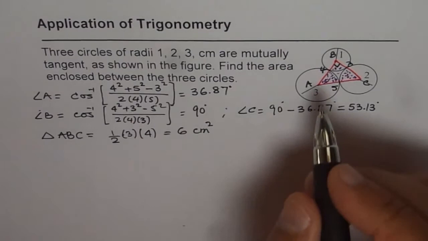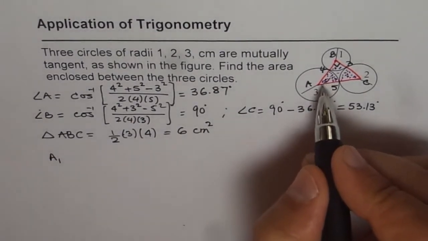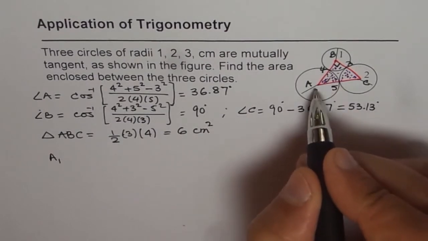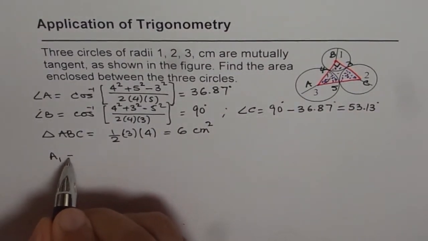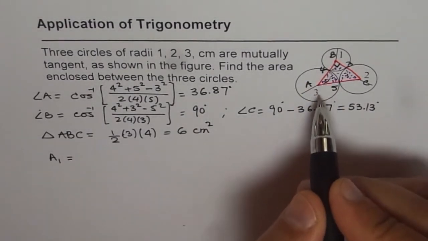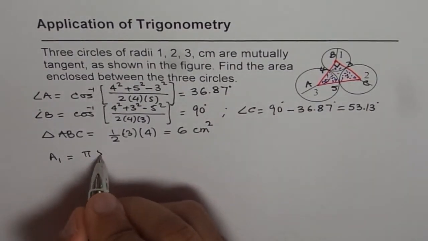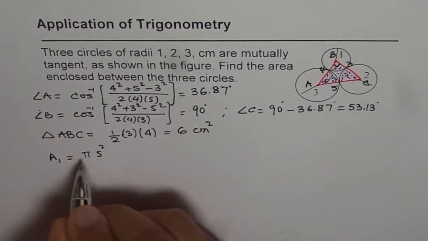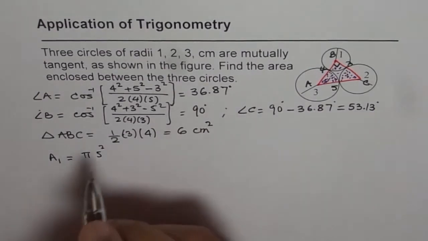Well, let's say this one A1. We'll say A1 is area of sector in circle, which is where the center is at A. So A1 will be pi r square, the whole area, times the ratio of the angle with 360 degree, correct? Yes, so that is the formula. Pi r square is the area of the whole circle, but we are only interested in this sector.